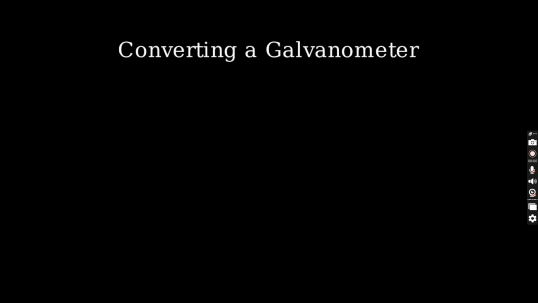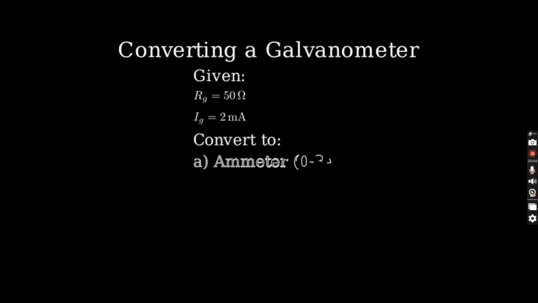Welcome! Today we'll learn how to convert a galvanometer into an ammeter and voltmeter. We have a galvanometer with a resistance of 50 ohms that requires 2 milliamps for full-scale deflection. We need to convert it into an ammeter with range 0 to 3 amps and a voltmeter with range 0 to 5 volts. Let's start with converting the galvanometer to an ammeter.